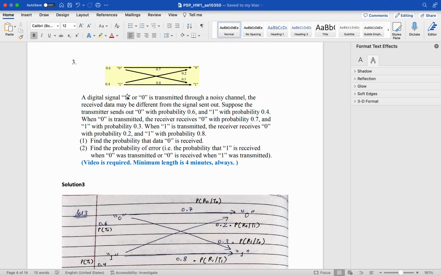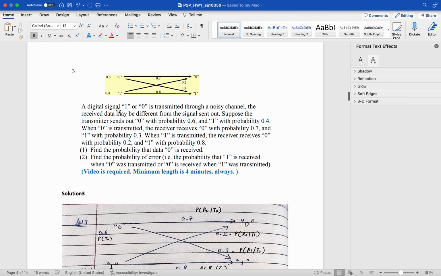So starting off with question 3, the question states that a digital signal 1 or 0 is transmitted through a noisy channel and the received data may be different from the signal that is sent out. We are given that the transmitter sends out 0 with the probability 0.6 and 1 with the probability of 0.4, and when 0 is transmitted the receiver receives 0 with the probability of 0.7 and 1 with probability 0.3. When 1 is transmitted the receiver receives 0 with the probability of 0.2 and 1 with the probability of 0.8.